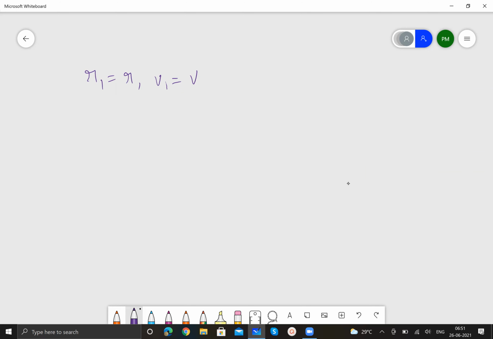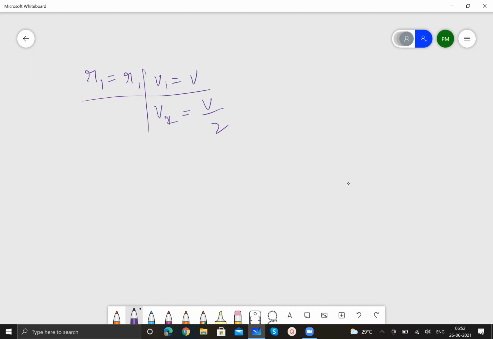What will be the radius of the new orbit? So here, speed is reduced to half, correct? Yes or no? Speed is reduced to half.